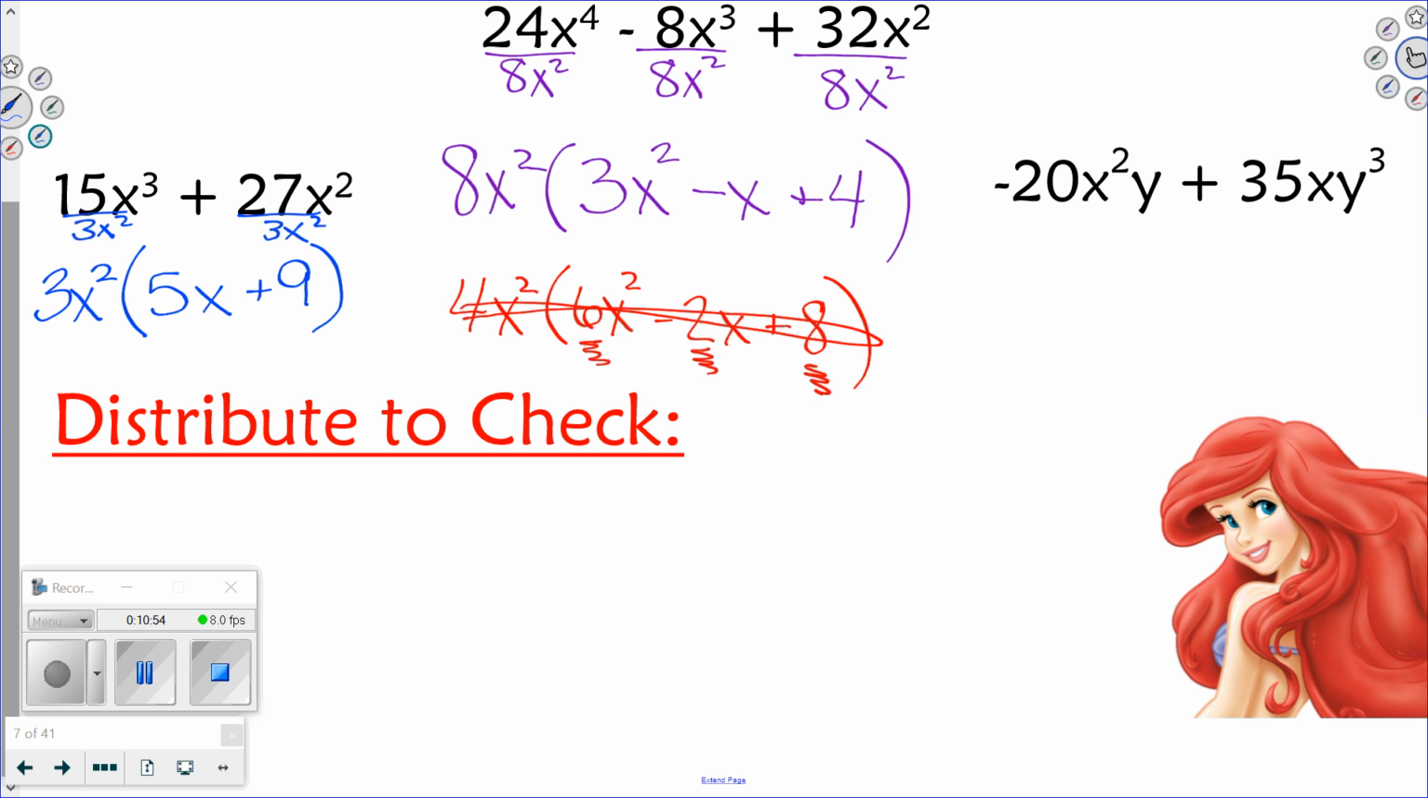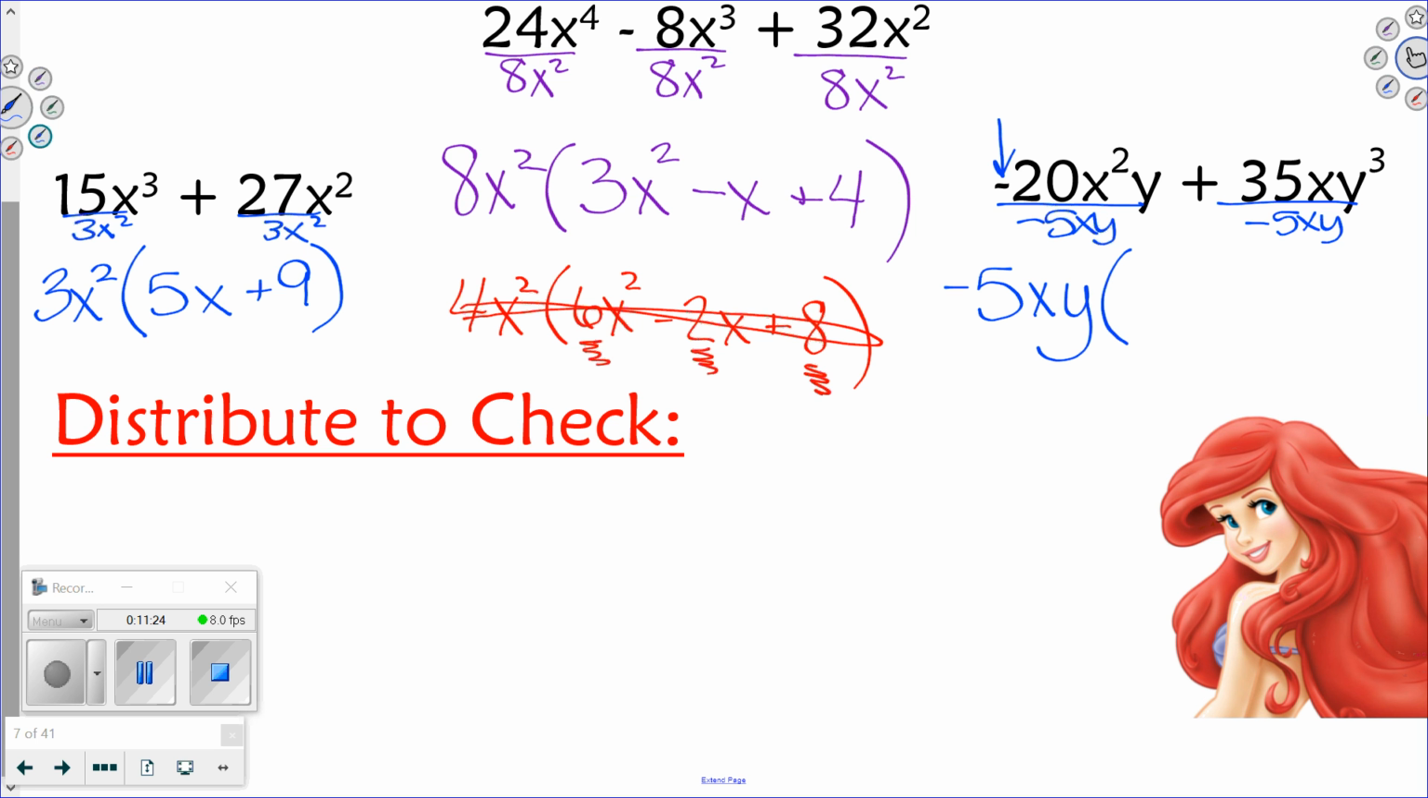All right, and the last one. Ooh, there's x's and y's there. So what number goes into 20 and 35? Should I take out just a 5? Negative 5. That first one's negative, right? Take it out. So negative 5. How many x's can I take from each? How many y's can I take from each? Good. So I'm dividing them both by 5xy, or negative 5xy. That first one's negative. Always take it out.